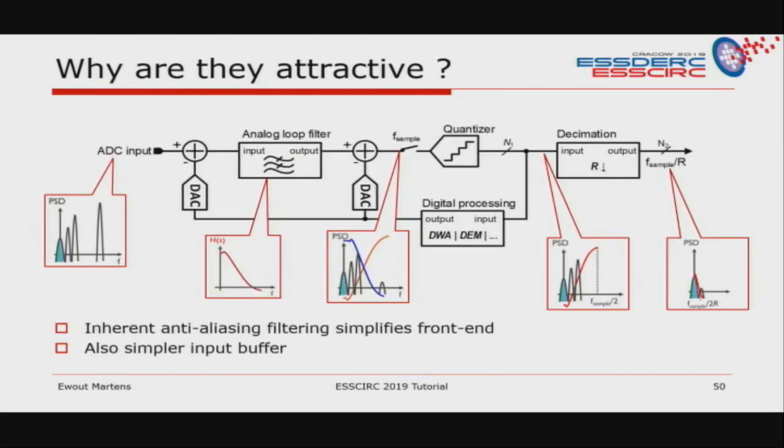So why are they then actually attractive? Well, you have to look at the bigger picture than only the ADC to know that. In general, when you have an ADC input, you have the signal, and then you have the blockers that come with it. The analog loop filter will filter these out and give some noise shaping. And if you then look at the end, you will see that you have inherent anti-aliasing filtering. That means that you don't need to put that in front of it, so it simplifies the front end. Also, in general, these continuous time ADCs are simpler to drive with the input buffer.